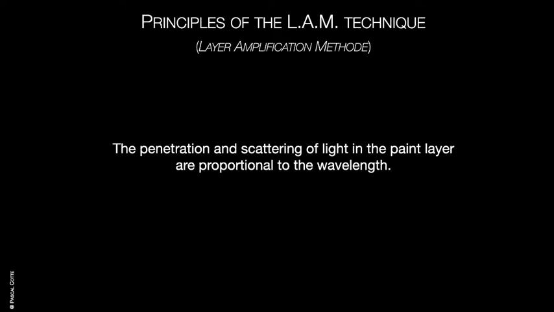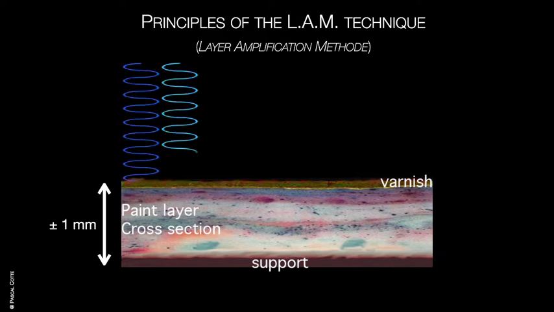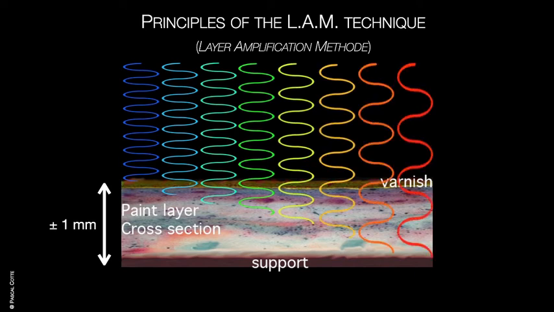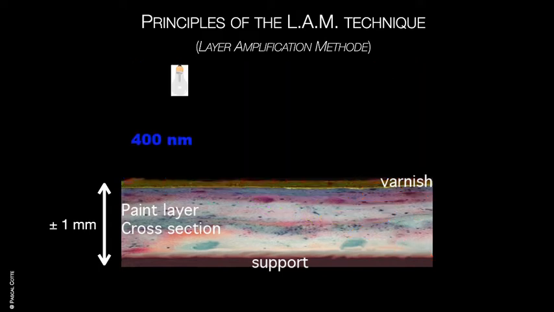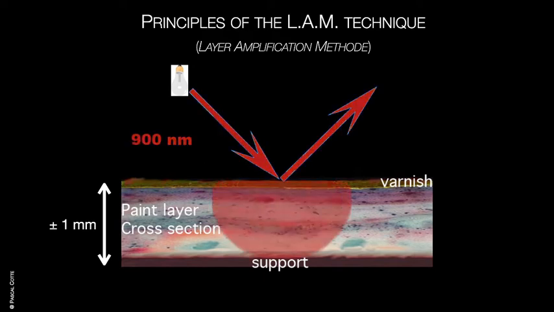The penetration and scattering of the light in the paint layer are proportional to the wavelengths. Here is a cross-sectional view of a layer of paint about 1 mm thick. Blue light penetrates less than green light, which penetrates less than red light. The same laws are responsible for the diffusion of the light inside the paint layer, but in all directions.